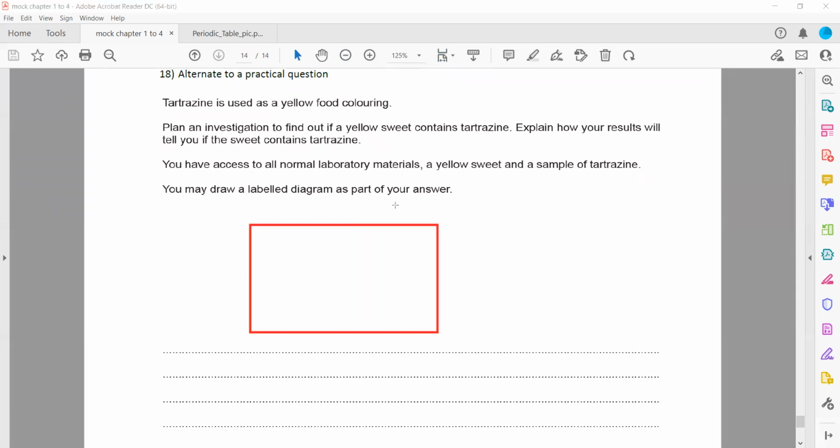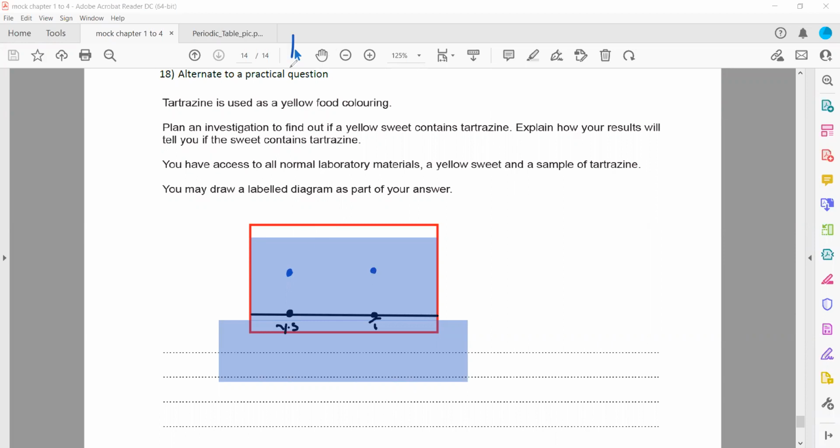So we'll use chromatography. We'll take a chromatogram, draw the origin with pencil, and place 2 samples. One is the yellow sweet and another one is tartrazine. We'll use a suitable solvent. You can name that solvent; as it is not mentioned that it is insoluble in water, we can use water as a solvent, and we allow the solvent to rise on the chromatogram. If the yellow sweet and the tartrazine rise to the same height, it means the yellow sweet contains tartrazine. But if they don't rise to the same level, it means it does not contain tartrazine.